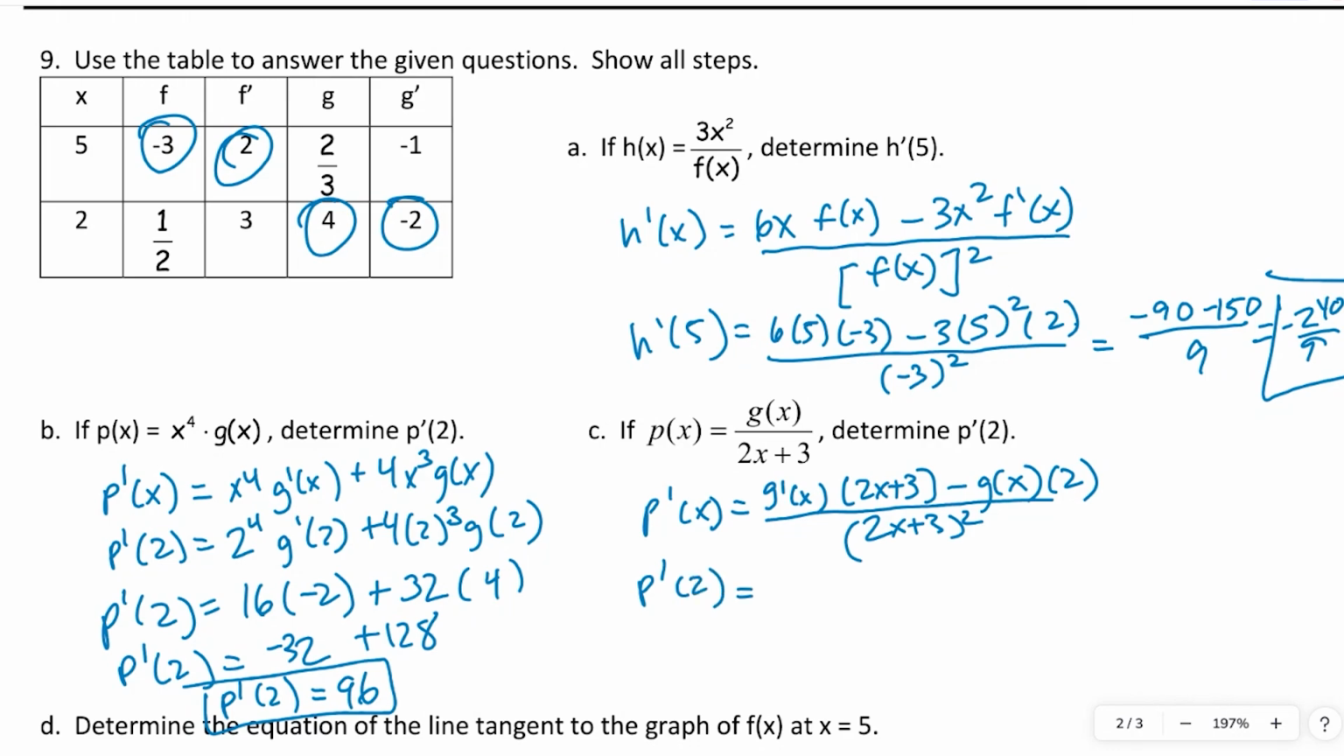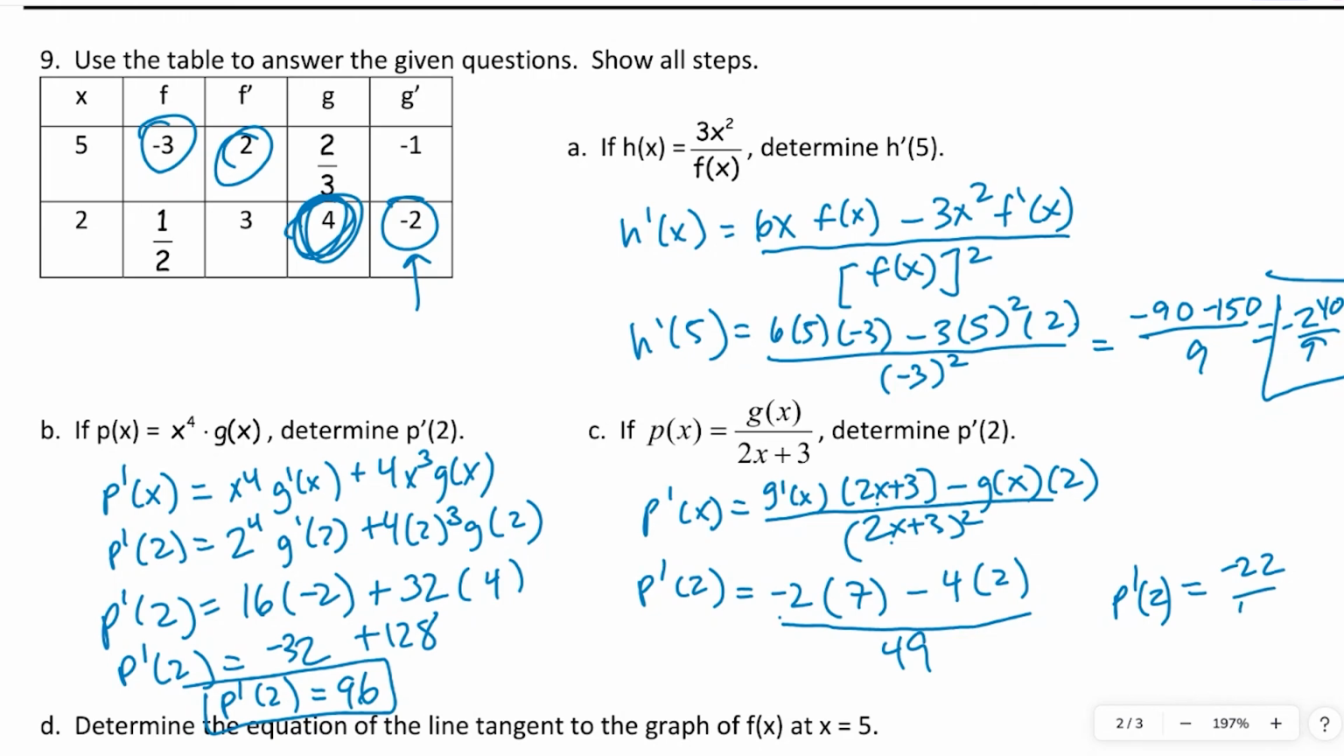G prime of 2, let's see if we can't do this. I'm going to run out of space here. So g prime of 2, we already circled that right here, is negative 2, times 2 times 2 is 4, plus 3 is 7. So I'm going to say negative 2 times 7, minus g of 2, which we already found over here was 4, so minus 4 times 2, all over 2 times 2 is 4, plus 3 is 7, and 7 squared is 49. So yeah, the slope of p at 2 is, let's see, negative 14 minus 8 is negative 22 over 49.